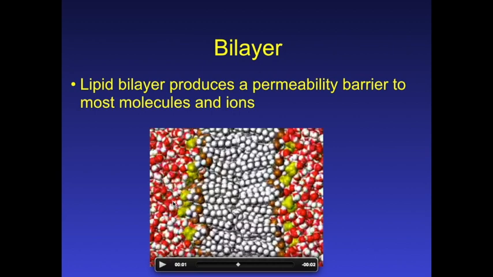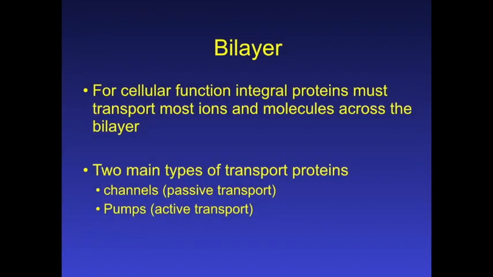Now, what we're going to have to do is, through that bilayer, that lipid bilayer, how in the world do we control the movement of things through there? Okay? We must control that, and that is done through proteins that are integral or actually embedded in that bilayer. Okay? They will transport all of the stuff, ions, molecules, whatever, we need through that membrane. There are two main types of transport proteins. One are called channels, and one are called pumps. The channels are passive, the pumps are active.